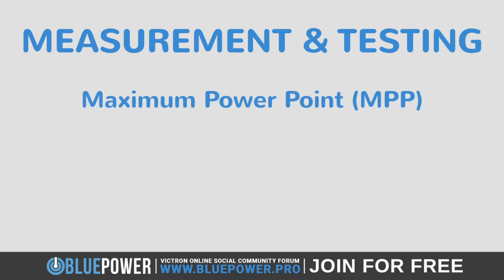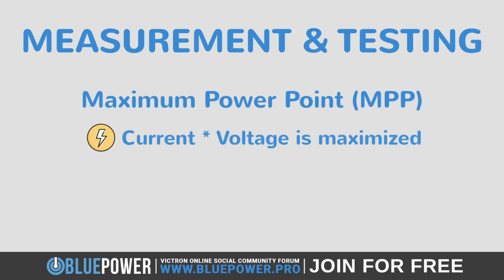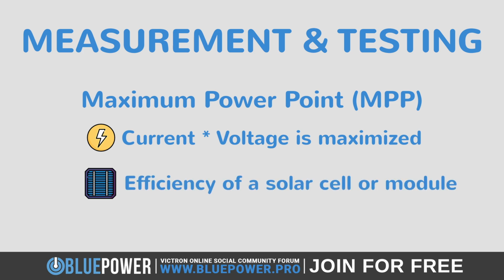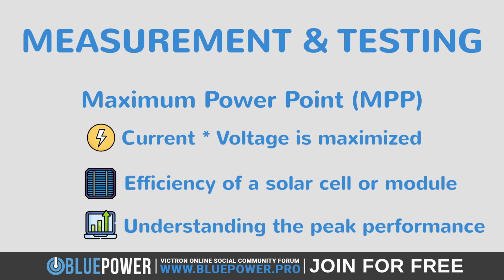The maximum power point, or MPP, is the point at which the product of current and voltage is maximized. The efficiency of a solar cell or module is calculated at this point as the ratio of electrical power output to the solar power input. The MPP is critical for understanding the peak performance of a solar device.